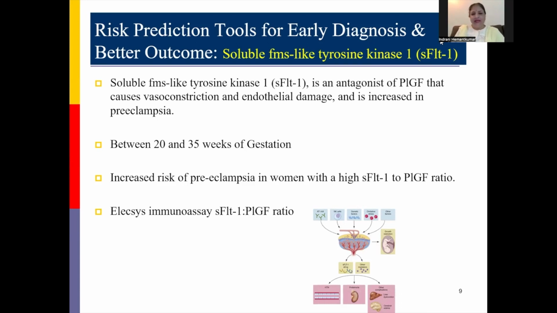and increases the incidence of preeclampsia. This is seen rising at around the same time as placental growth factor, between 20 and 35 weeks. And if you find a high FMS-like tyrosine kinase to placental growth factor ratio, these are the ones for whom you have to really have the red card. And this SFLT1 can also be determined by immunoassay.